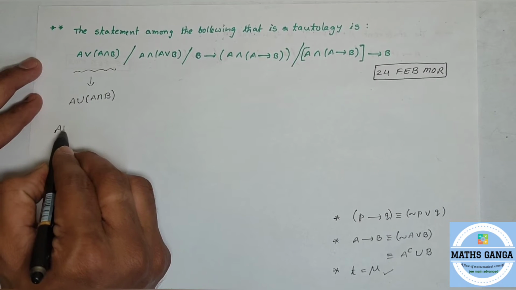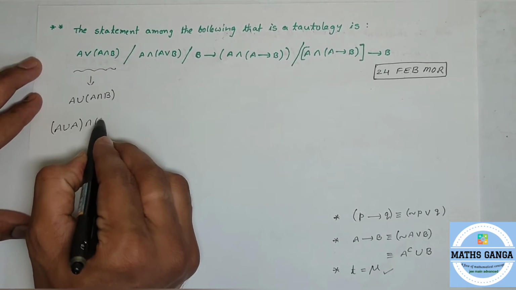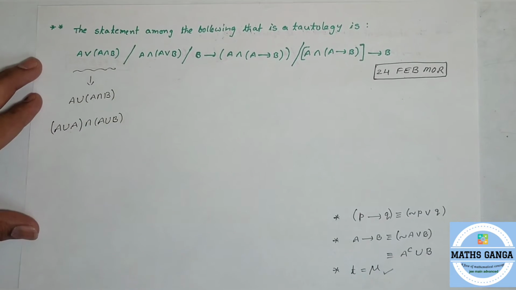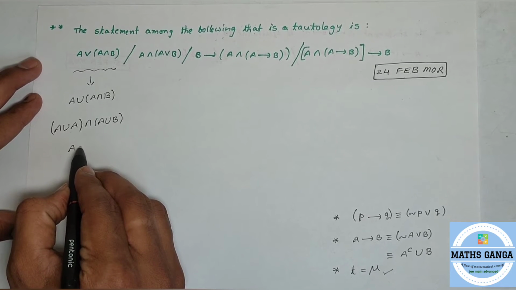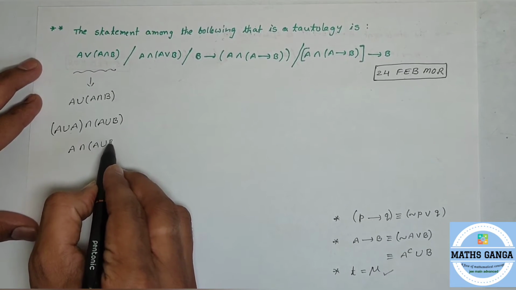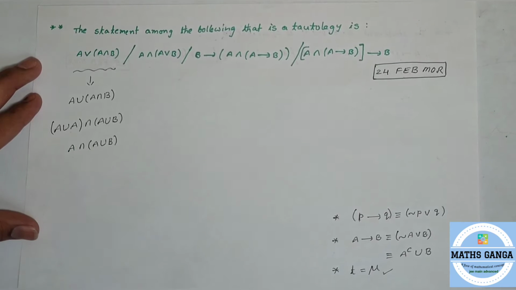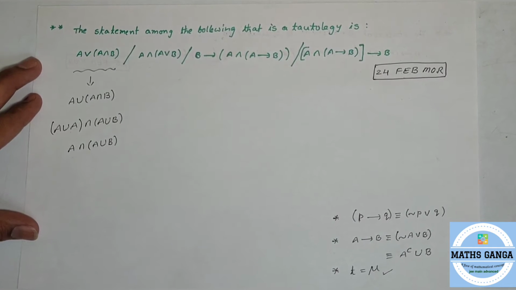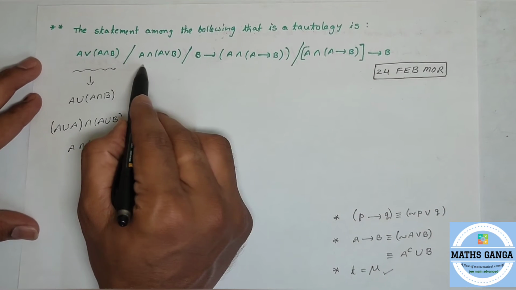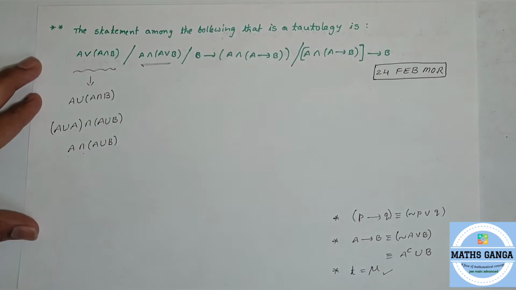A union (A intersection B) is simply (A union A) intersection (A union B), and A union A is A again, so it is A intersection (A union B). See here, A union (A intersection B) is just A intersection (A union B), right? And there is no chance to simplify it further to a universal set. So leave it here, no problem. Option B is again similar to this, A intersection (A union B). These two are similar, but they are not tautologies.